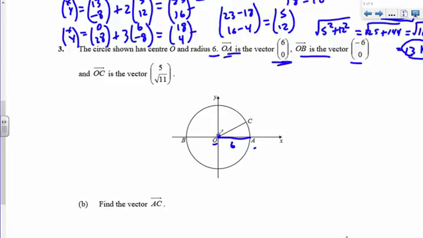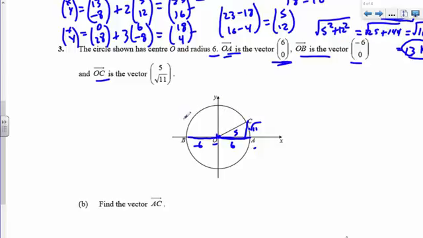O to B is this way, and they're going to say this is, of course, -6, right? Because we're going in the other direction, but this is still going to be 6, so they're just going to tell me this is -6, so that's all right. Magnitude-wise it's the same distance. And OC, okay, we're basically going 5 this way, and √11 right here in this direction is what they're telling me here. That is what all this means.